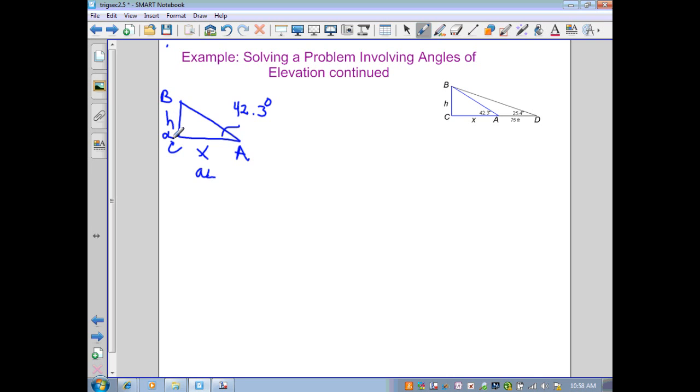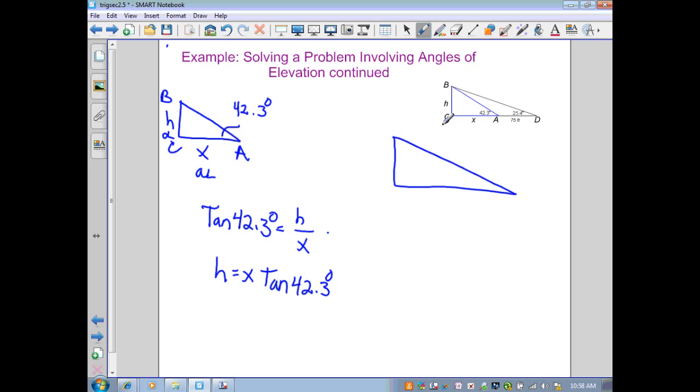Now, a trig ratio that deals with opposite leg and adjacent leg is tangent. So I create my formula: tangent of 42.3 degrees equals H over X. We can solve this for H. Multiplying both sides by X gives H equal to X tan of 42.3 degrees. Now let's take a look at the larger triangle.